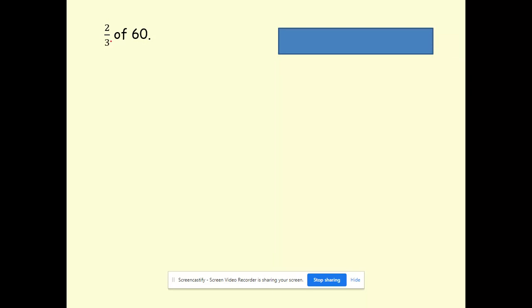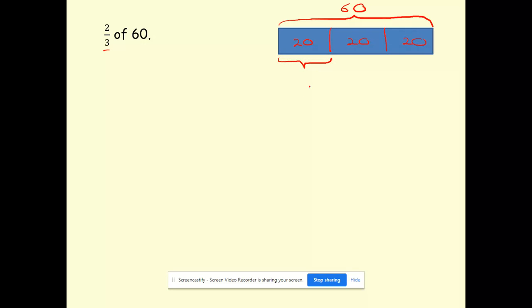Okay, so this time we're saying 2/3 of 60. Well, we're still looking at thirds, so we still need to split this into 3 parts. So it's 60 that we're splitting into 3 parts, and we already know from the previous one that each part is worth 20. So what is this one part worth? 20. But what is 2 parts going to be worth? Well, all I need to do this time is look at 2 out of the 3 parts, which is going to give me 40. So my answer is 40.